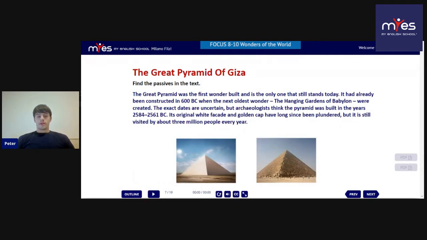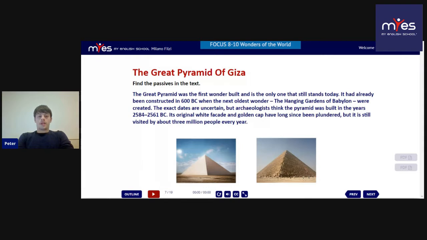The Great Pyramids of Giza. Find the passives in the text. The Great Pyramid was the first wonder built and is the only one that still stands today.